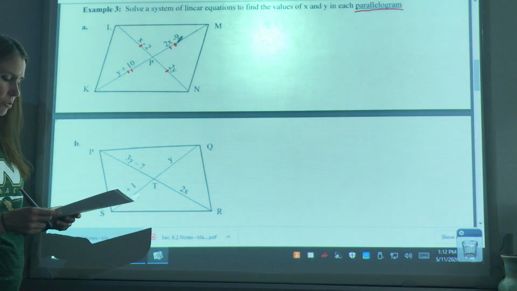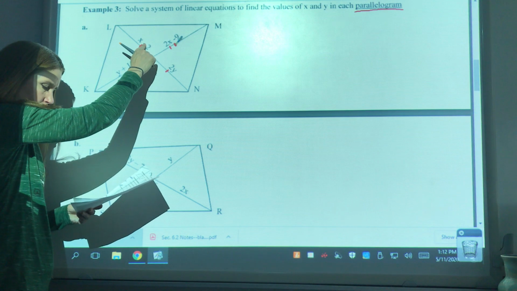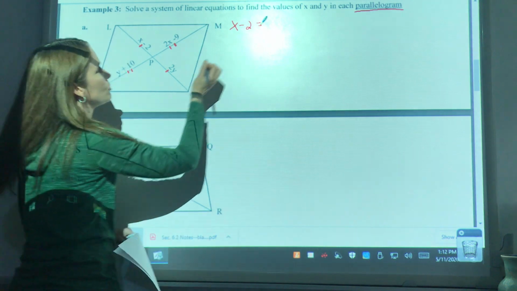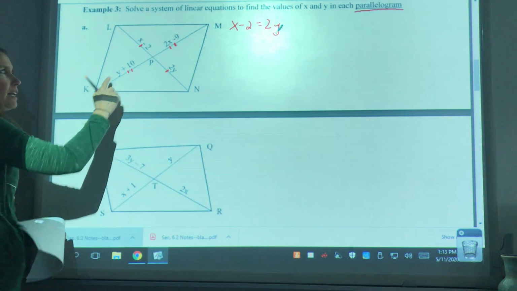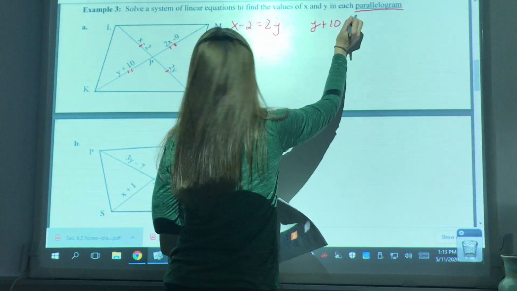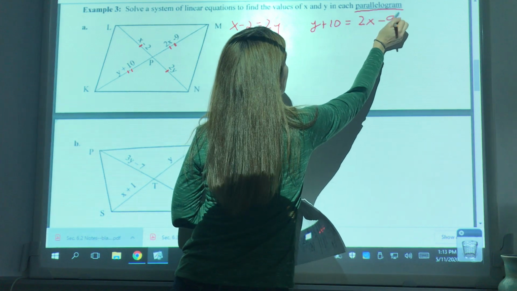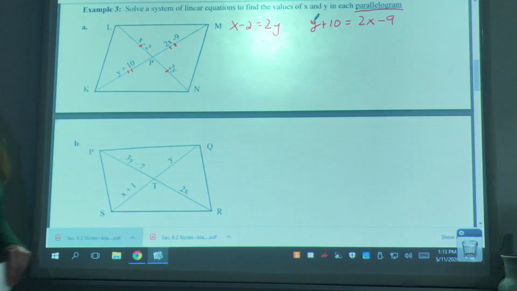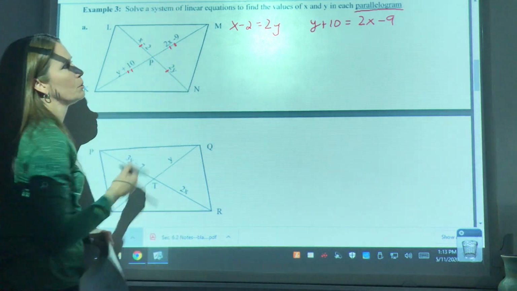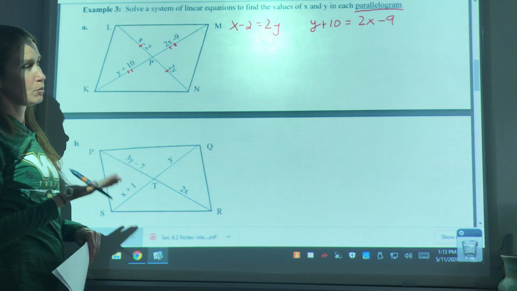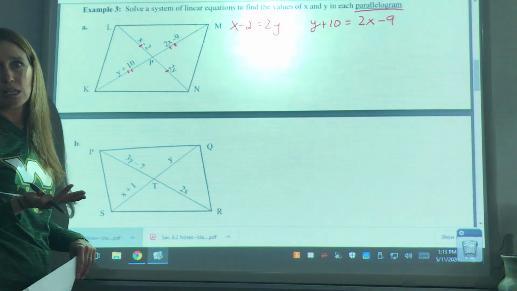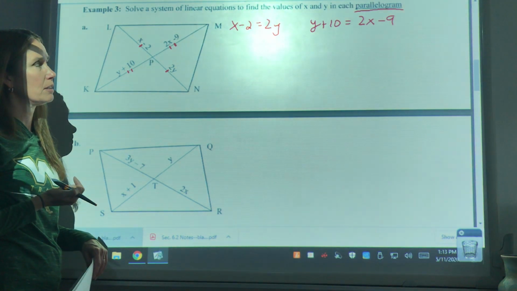So if I set up my two true equations, I can set these two equal to each other. So I wrote x minus 2 is equal to 2y. And then I can set these two equal to each other, and I did y plus 10 is equal to 2x minus 9. Okay, so both equations have x and y in them, and I need to solve them. I think the way this equation is set up lends itself a little better to substitution, so that's the way I chose to do it. If you would rather use elimination, that is completely fine.